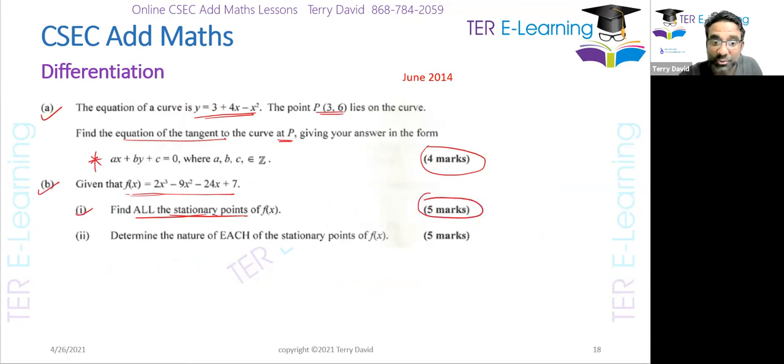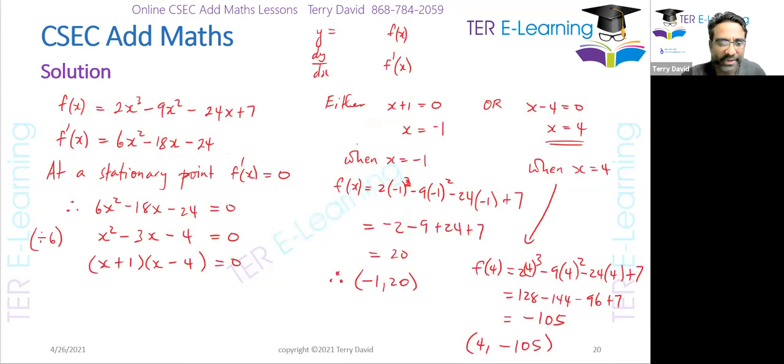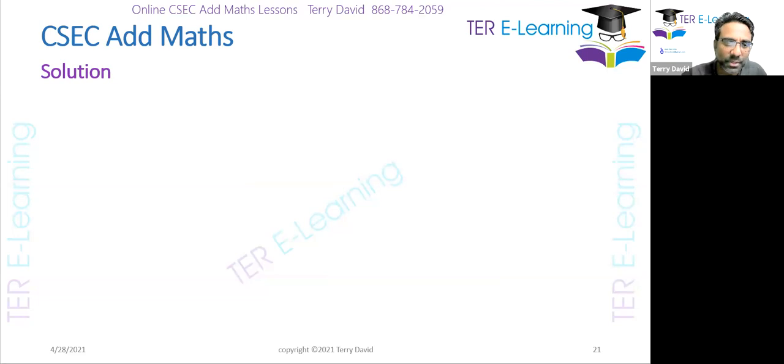Find all the stationary points, that is what we've done. The last part now, we have to determine the nature. When they say nature of your stationary point, you need to determine if it's a maximum or a minimum point or a point of inflection. Now, these are my stationary points. One point is minus 1 and 20. My second stationary point was 4 and minus 105. Those are my two stationary points.